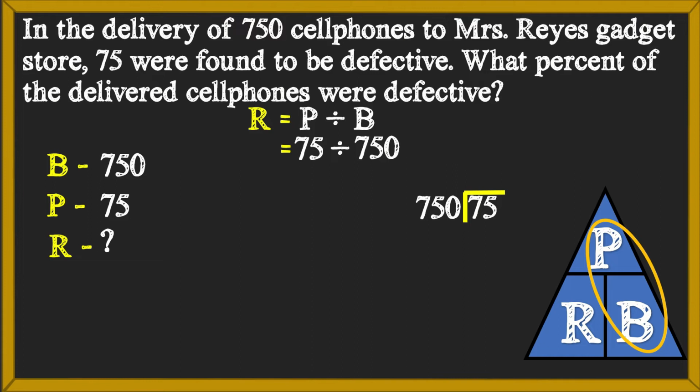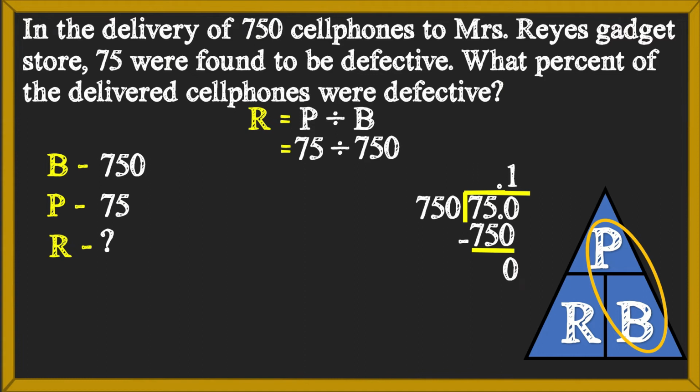Since 75 is less than 750, we need to put a decimal point and a 0 to be able to proceed in dividing these two numbers. So we now have 750 divided by 750, and that is equals to 1. 1 times 750 is 750. Subtract. This will be 0. So therefore, we have 0.1.